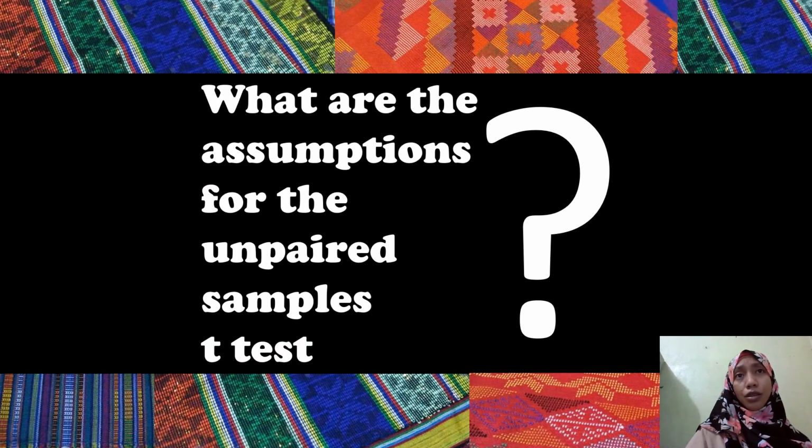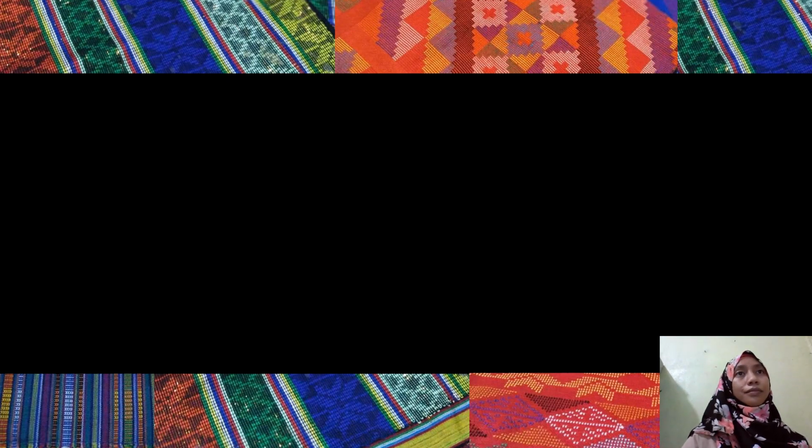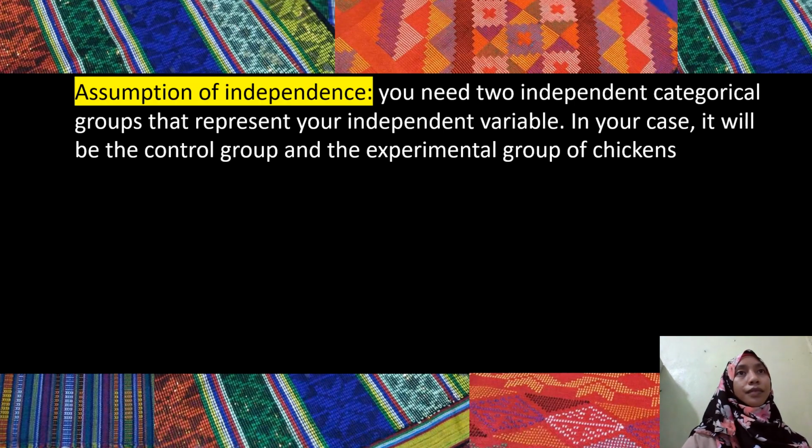What are the assumptions for the unpaired samples t-test? First is the assumption of independence. You need two independent categorical groups that represent your independent variable. In your case, it will be the control group and the experimental group of chickens.